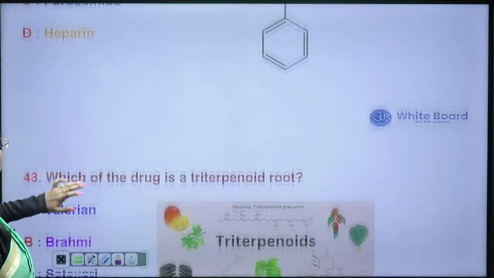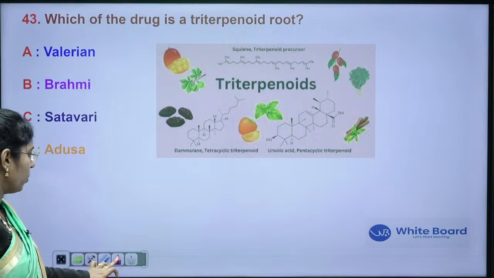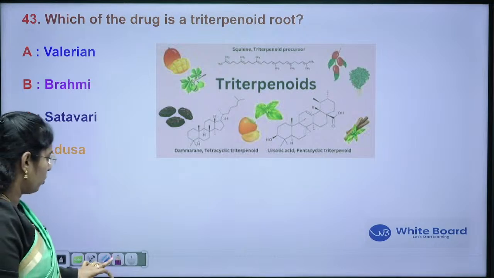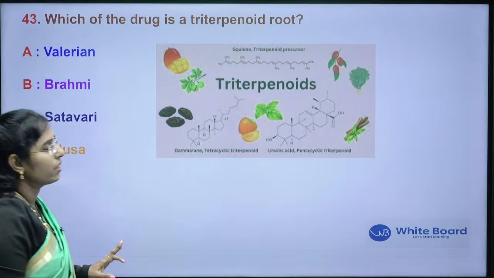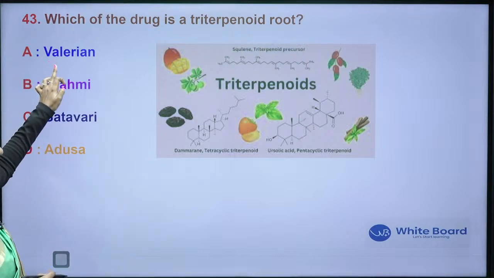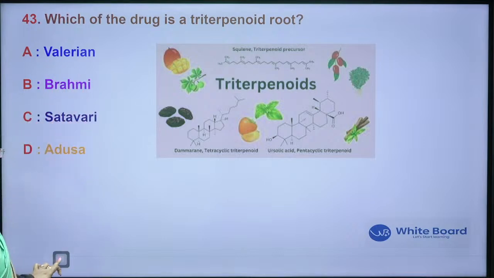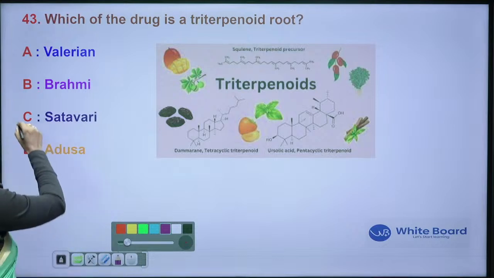Coming to the next question, 43. Which drug is a triterpenoid root? Which root consists of a triterpenoid? Here they have given 4 options: valerian, brahmi, shatavari and aruṣa. So the correct answer is shatavari.